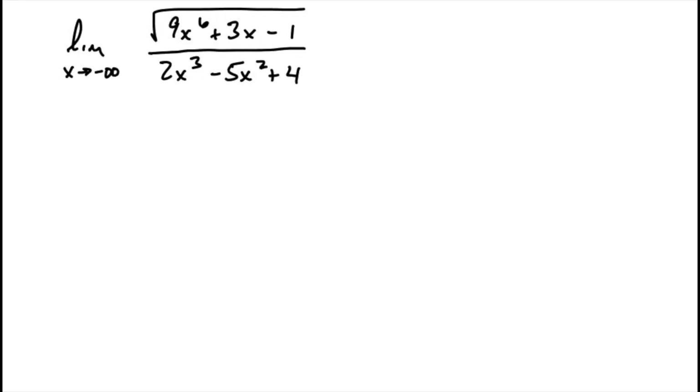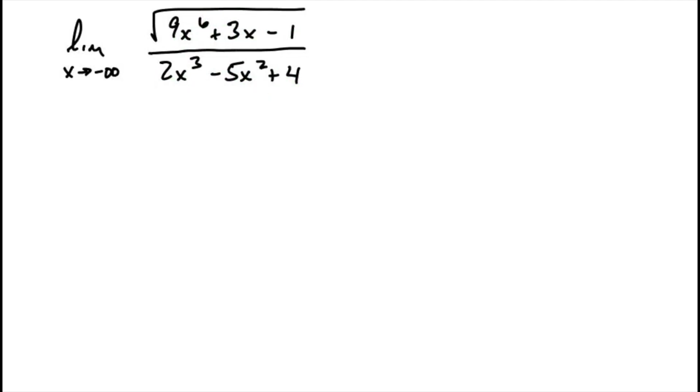On to our fourth most commonly missed limit type question on the AP exam. The limit as x approaches negative infinity of radical 9x to the 6th plus 3x minus 1 over 2x cubed minus 5x squared plus 4.